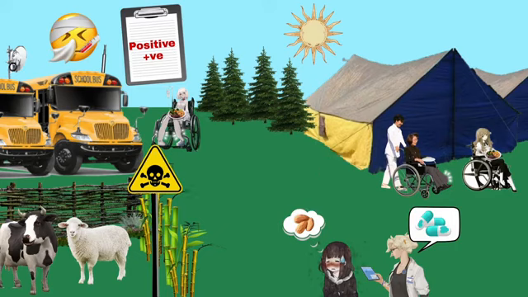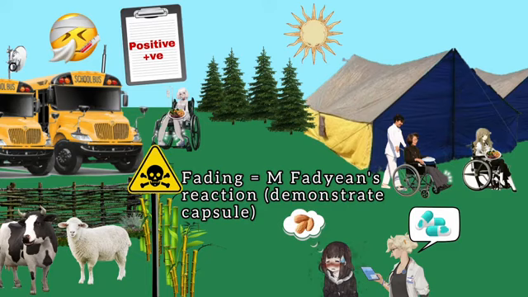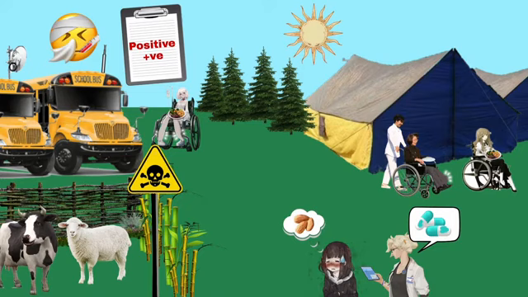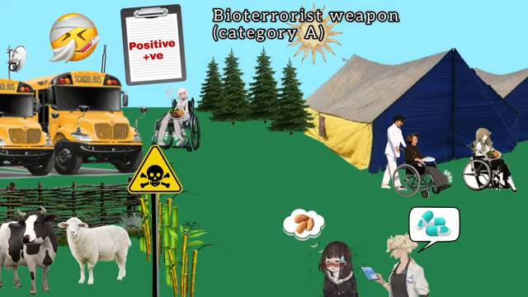In addition to that, you can see here in the capsules that the color is somewhat fading. From the word fading, remember that capsules demonstrate the M'Fadyean reaction here. Clearly the disease has created havoc in the population. The people are being brought by the bus. So remember that it is a bioterrorist weapon.